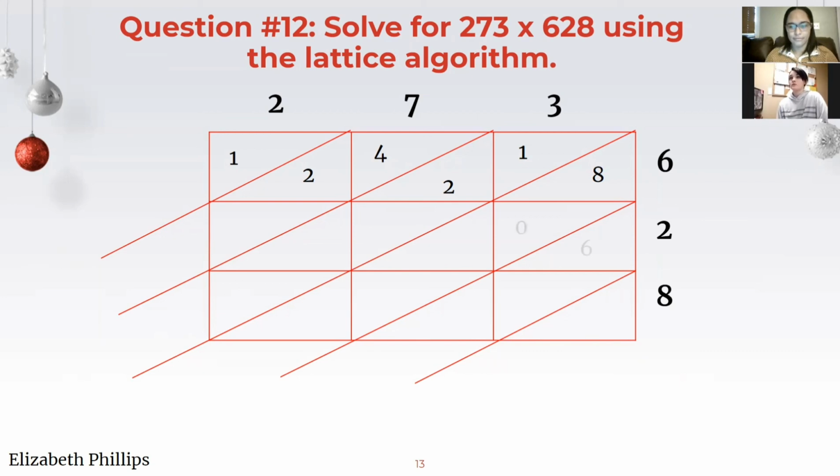3 times 2 is going to be 6. We're going to move left a box, and we'll do 7 times 2, which will be 14. Left a box, and we'll do 2 times 2, which is going to be 4. Then we're going to move down to our bottom row, all the way to the right, and we're going to do 3 times 8, which will be 24, and then 7 times 8, which will be 56, and 2 times 8, which will be 16.